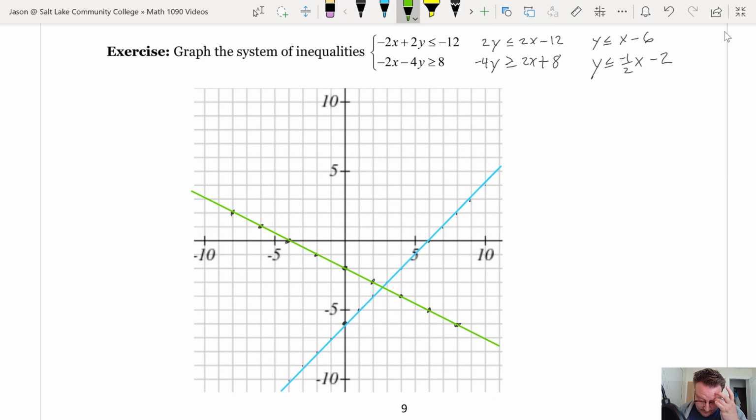I'll do the cross-hatching for the green line first. Let's see. Does the origin satisfy this second inequality? Is 0 less than or equal to negative 2? No, it's not. So I want everything on the other side from the origin, so I want this side. So I'm going to cross hatch over here.